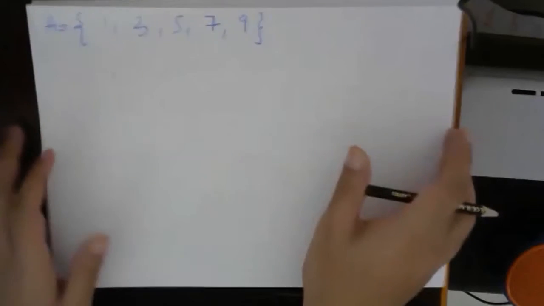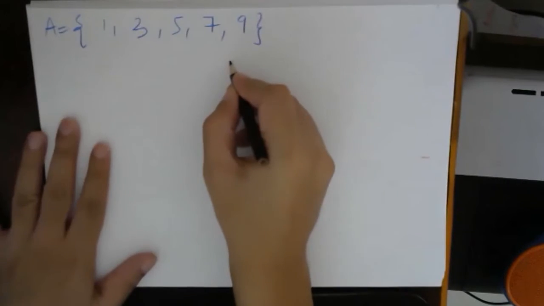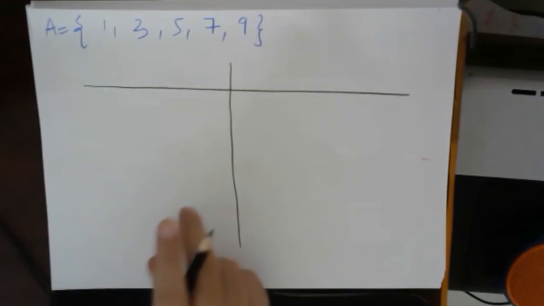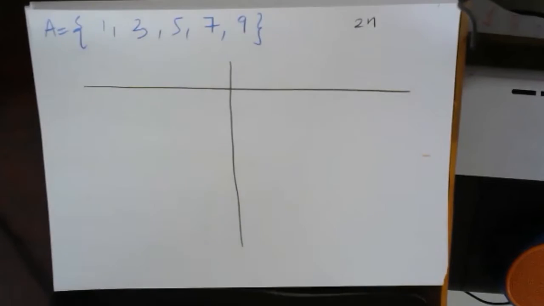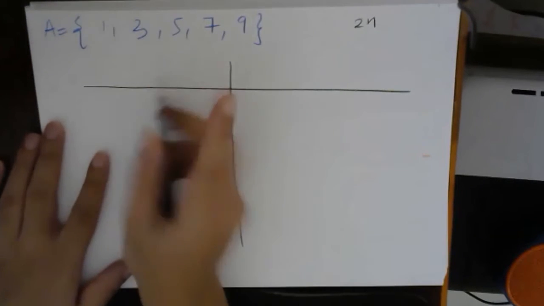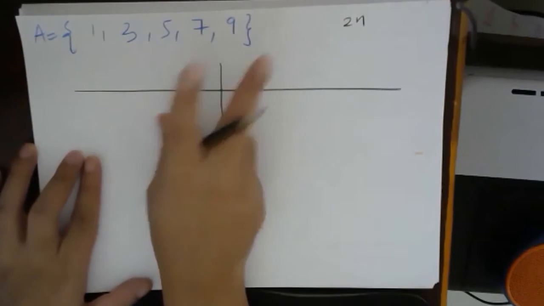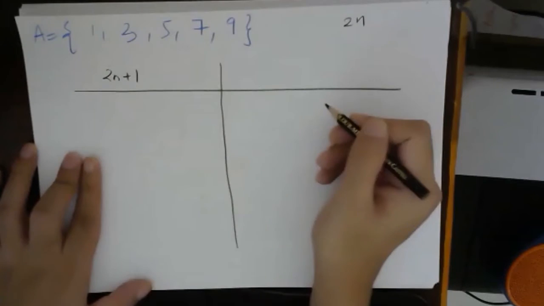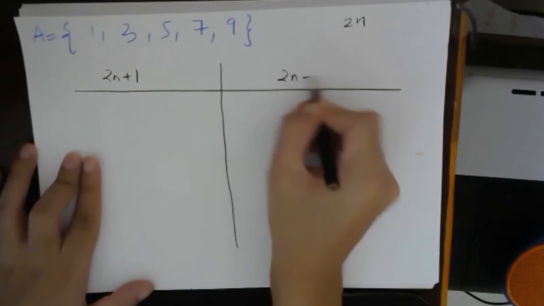Okay, let's see. Very good, most of you are giving the correct answer. Now there are two ways. Even numbers I can write as 2n. Now, for odd numbers, I can write all odd numbers in two ways. First is the 2n plus 1 form, and the 2n minus 1 form.